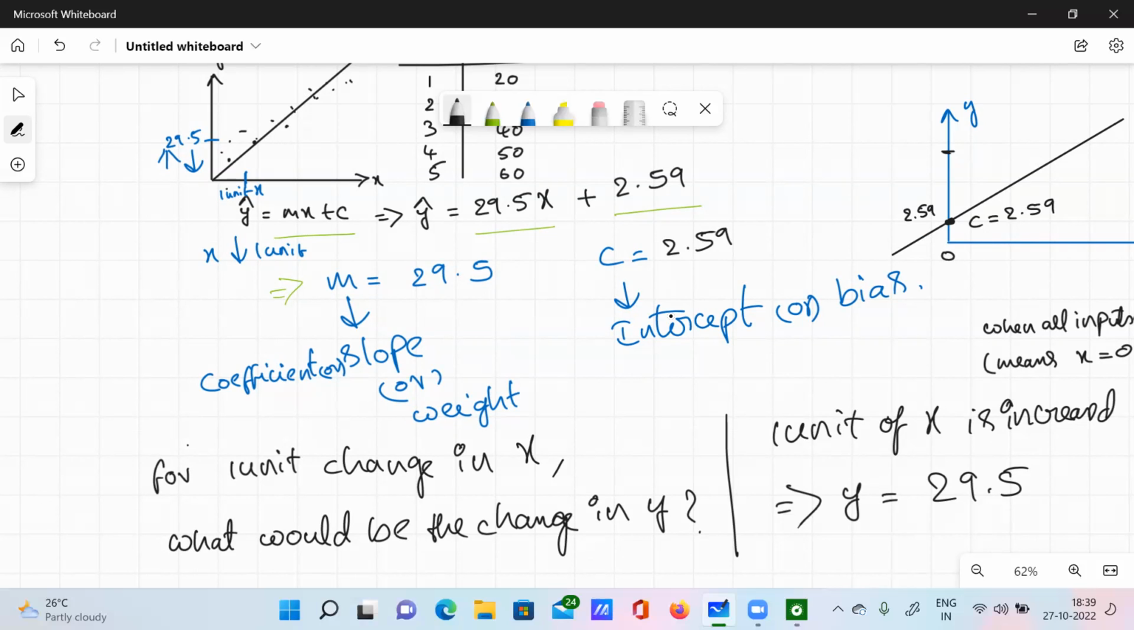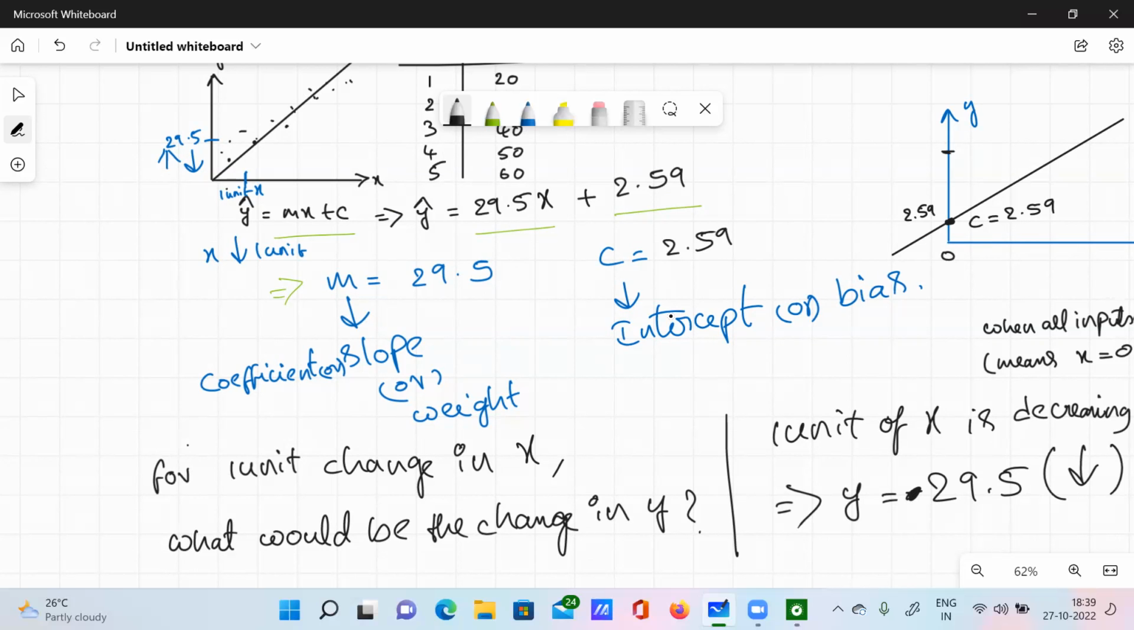For example, if 1 unit of x is decreasing, then what happens? The value of the y will also decrease by 29.5 times. This is not a minus here, but it will decrease by 29.5 times. So this is the thing here.